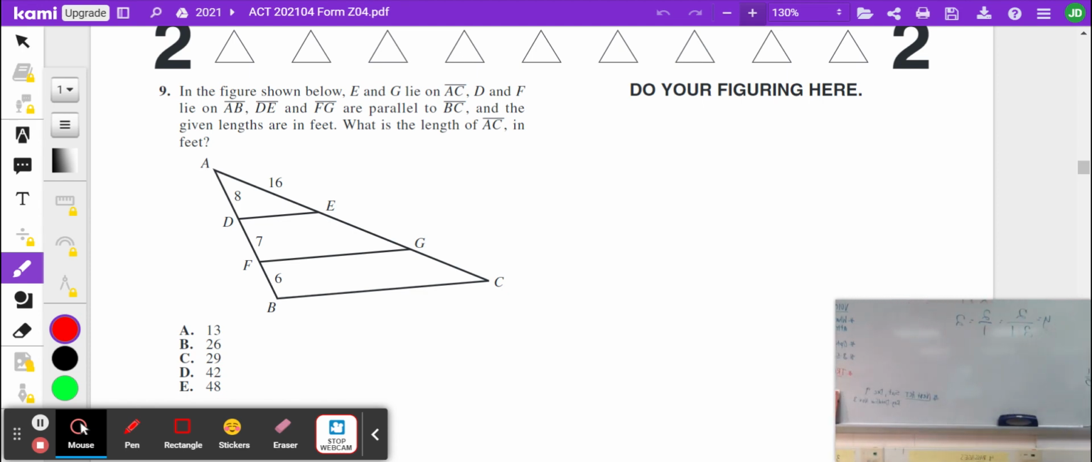Okay, so it says which of the following is a possible value. I came up with a possible value that was very, very close to one of those. That's what I'm going to go with. Okay.